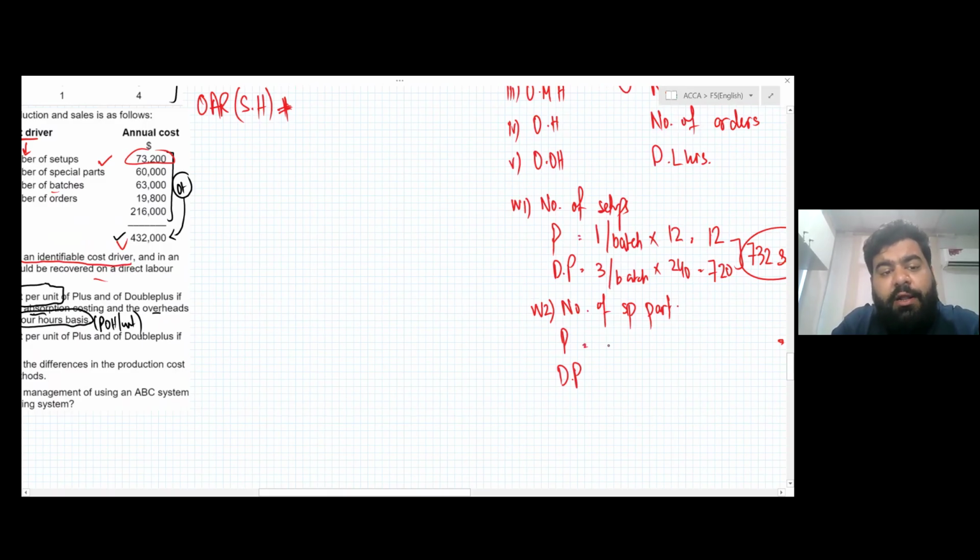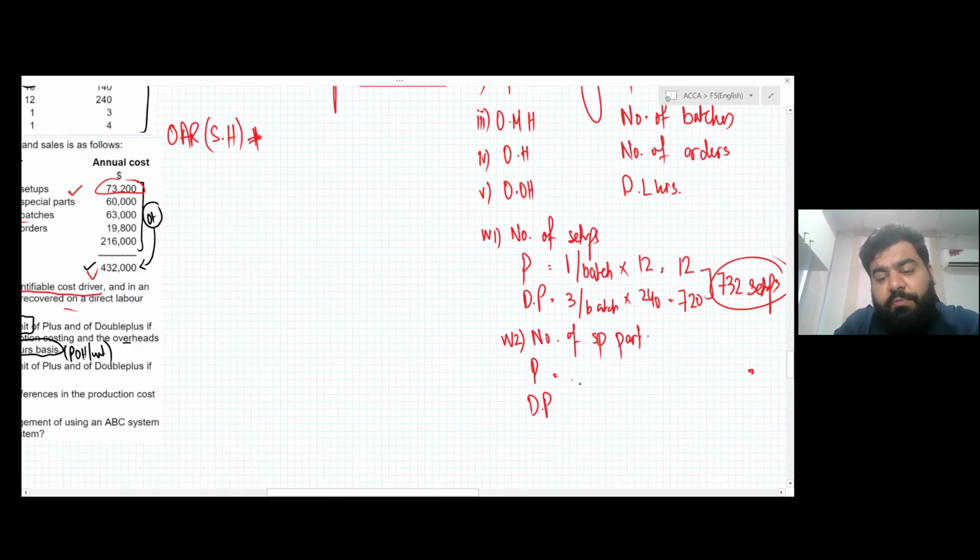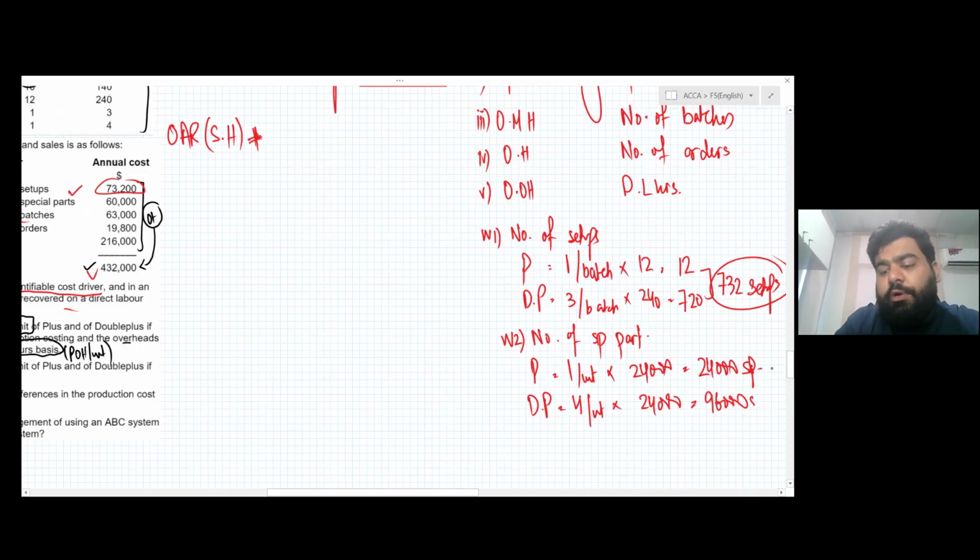For plus, we will write that it's one special part per unit, and for double plus four special parts per unit, and for both the units were the same, obviously 24,000 and 24,000. So it will be 24,000 in total special parts for plus, and 96,000 special parts for double plus. In total, it will be 96 plus 24, 120,000 special parts.